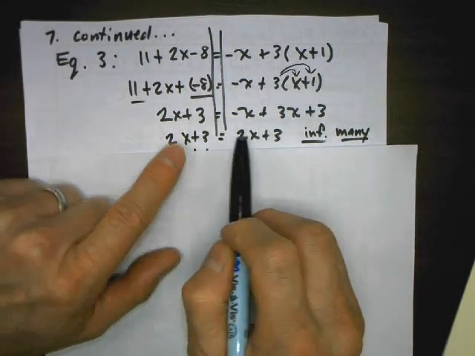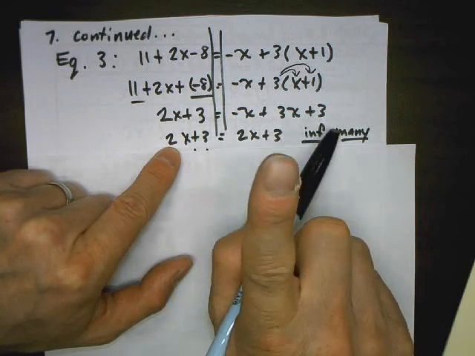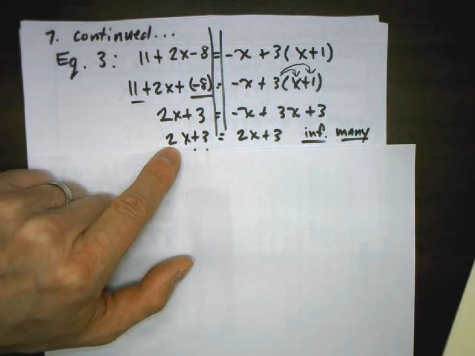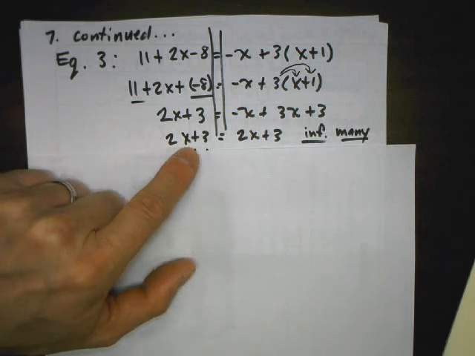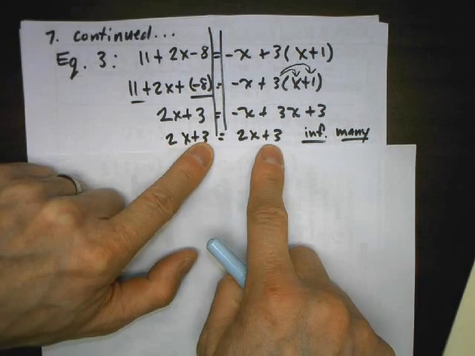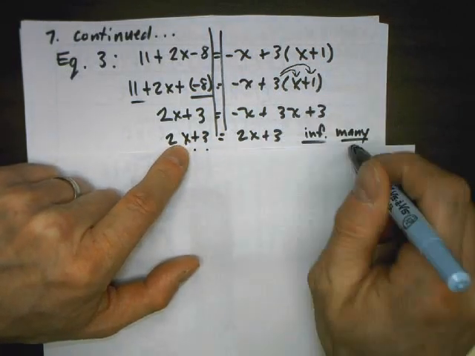Once both sides are simplified, I stop. I look at my coefficients. Are they the same? If the answer is yes, then it's either no solution or infinitely many. So I have to look at another thing to make that decision. I look at the constant. So I look at the number. This is positive 3, this is positive 3 also. When they're both the same on both sides, that's infinitely many.